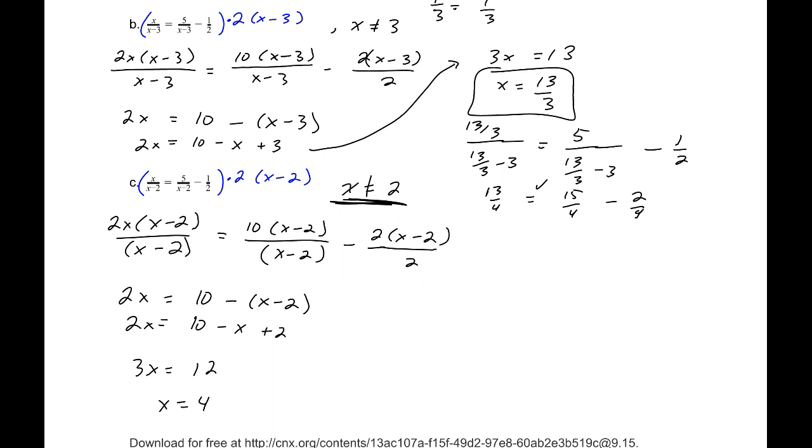Let's just evaluate that. That'd be 4 over 4 minus 2 equals 5 over 4 minus 2 minus 1/2. So that is going to be 2 equals 5/2 minus 1/2. That would be 4/2, so that is certainly 2. And x is equal to 4.